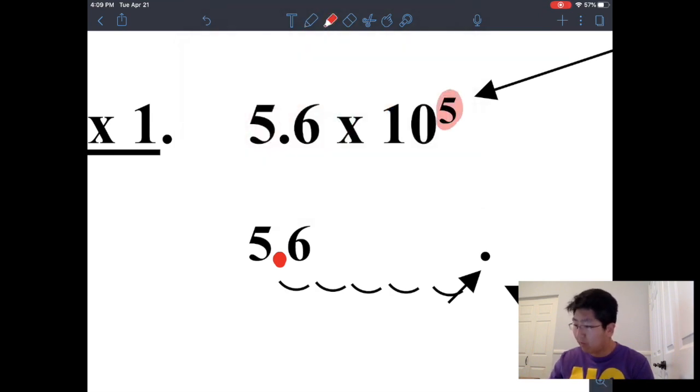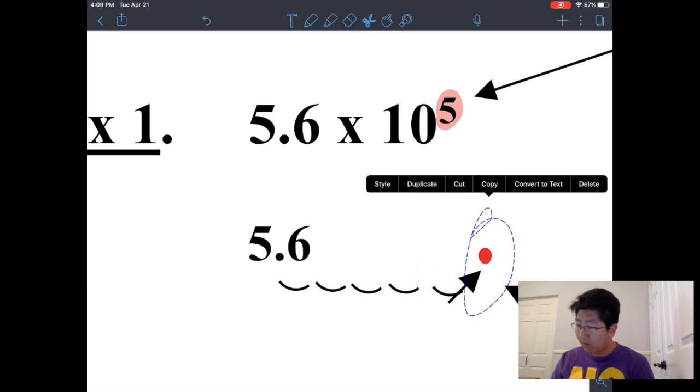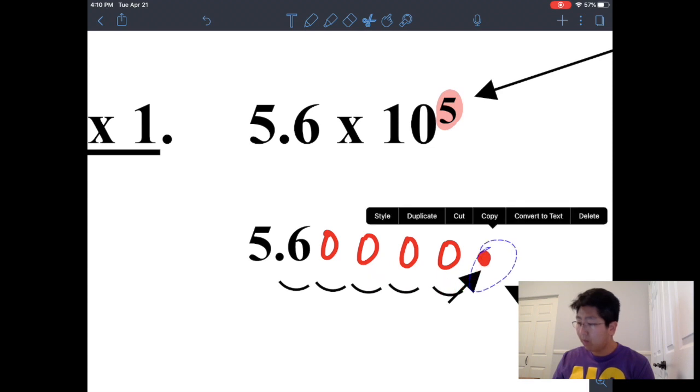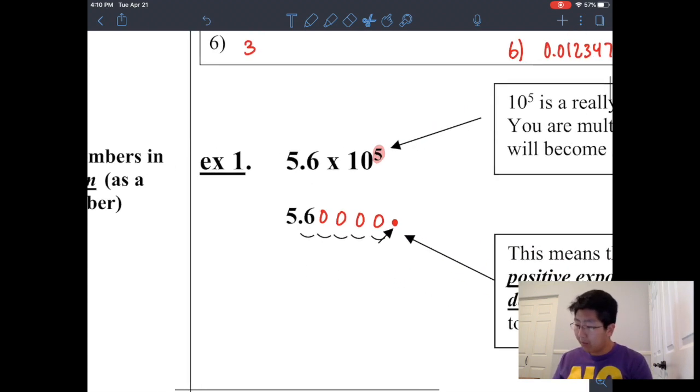5 times. Okay? So what's going to happen is we're going to take this decimal point and move it 1, 2, 3, 4, 5, and it's going to come here. And what happens is every time we move the decimal point, there is a 0. So for each time it moves, there's 5 times, but there's going to be 4 zeros. Why? This decimal point moved over 1, 2, 3, 4, 5.